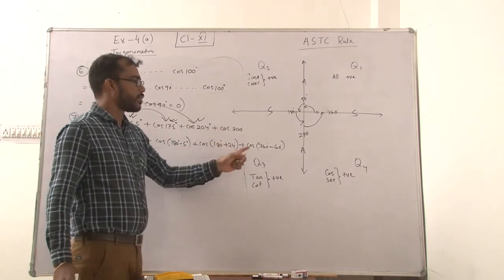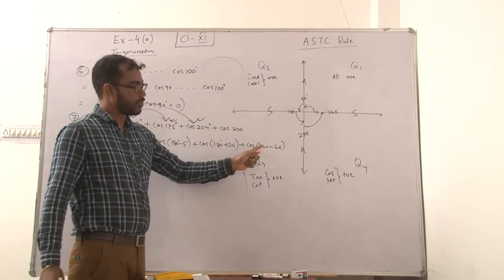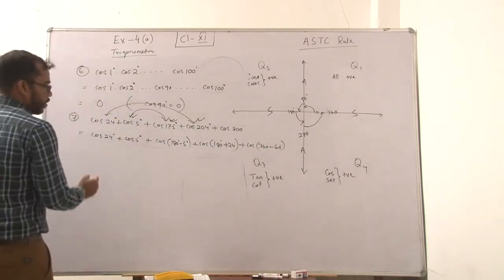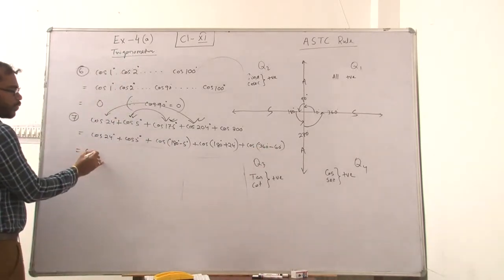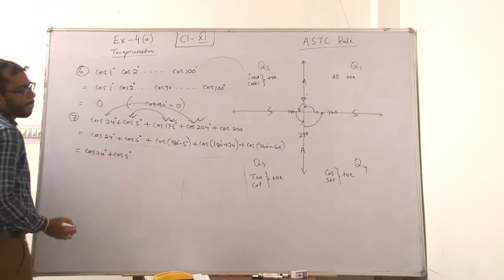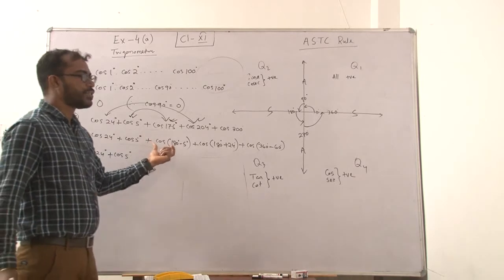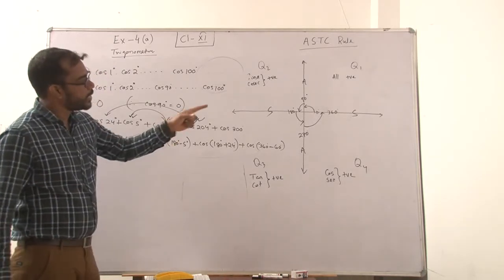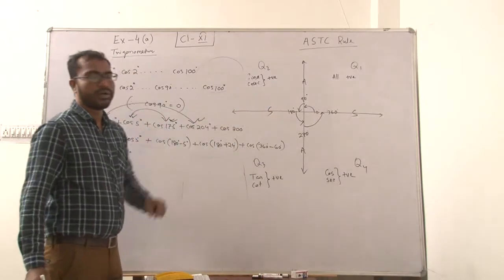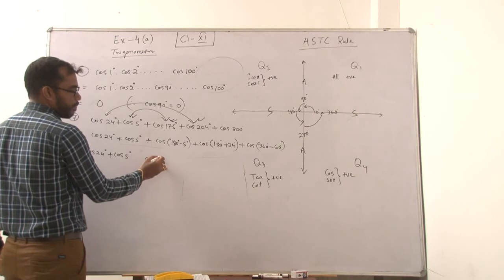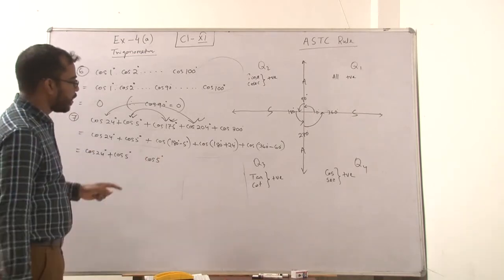So cos 300 degree you can write as cos of 360 degree minus 60 degree. So here cos 24 degree plus cos 5 degree. But here you can use the formula cos 180 minus theta. So in 180 related, you can see it represents cos theta. And what is the sign of that?